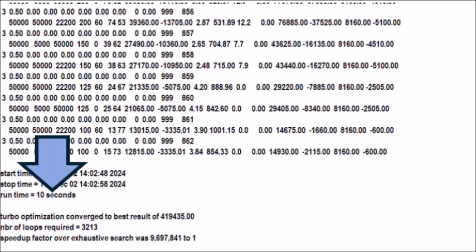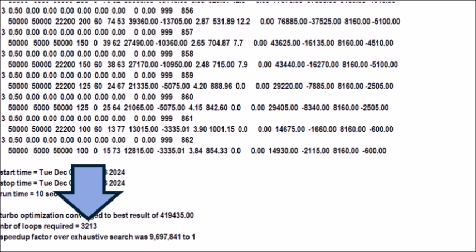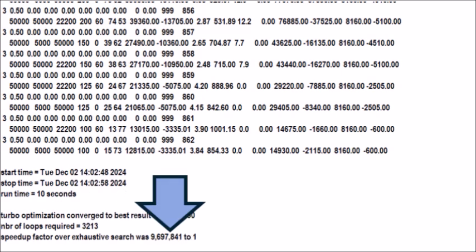Because of the algorithms, each of the 4,800 files takes an average of only 10 seconds to run, requiring an average of only 3,213 loops, which is a speed-up factor versus an exhaustive enumeration of 9,697,841 to 1.